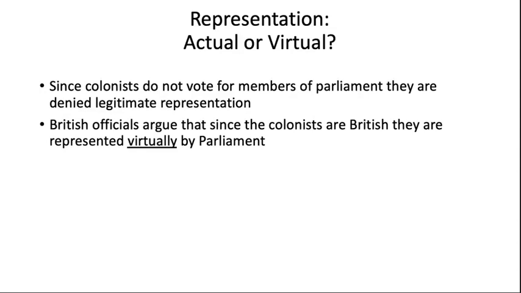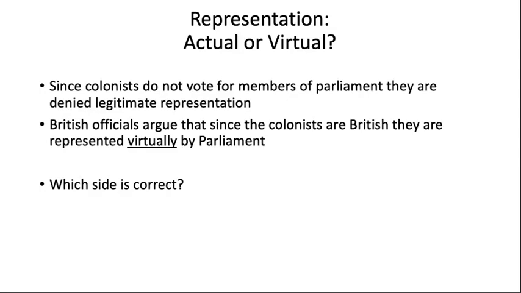The same way that you all can't vote because you're not 18 yet. But the thinking is people in Congress are not going to do things that go against your best interests either. They're not going to pass some kind of child slavery law or something like that. You are virtually represented in Congress. So that's the argument that the British make. Which side is correct? That's a debate that we can have, right?